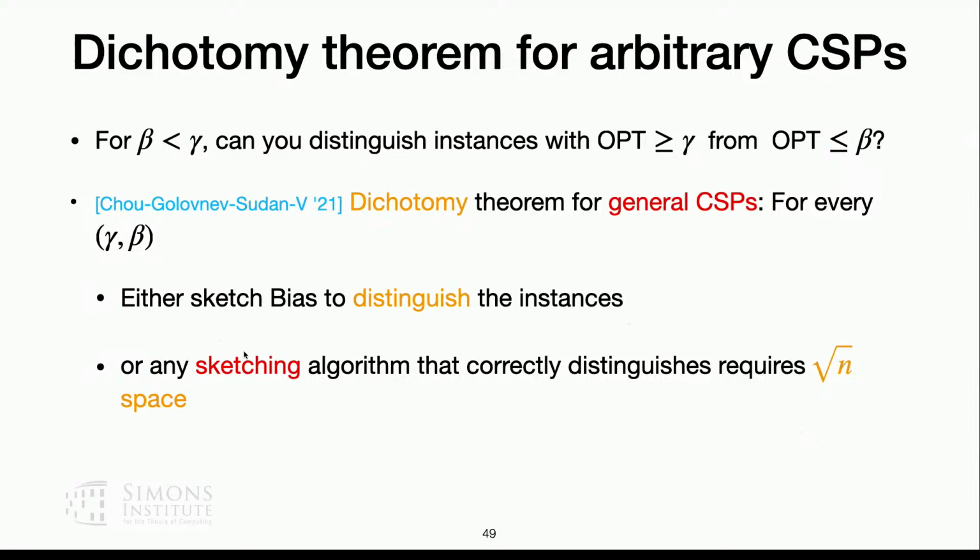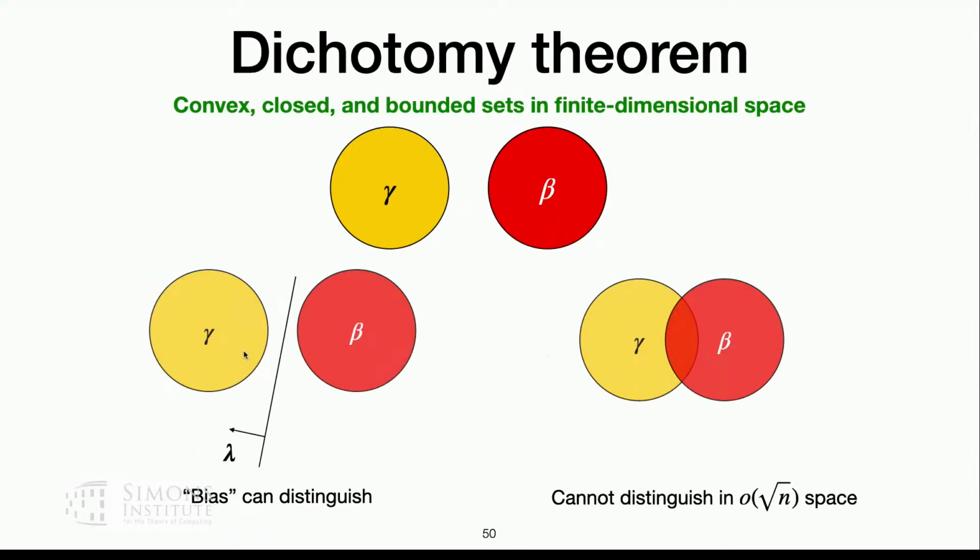distinguished by bias, essentially. And at a very high level, the dichotomy theorem looks like this, where corresponding to every gamma beta, we define these convex sets, which we call gamma beta sets. And if these sets are separated, then bias can actually distinguish between gamma instances from beta instances. And if not, we show that you cannot distinguish them in little o of square root of n space. And to note that these are actually convex, closed, and bounded sets in some finite dimensional space. And so this is actually a decidable condition.